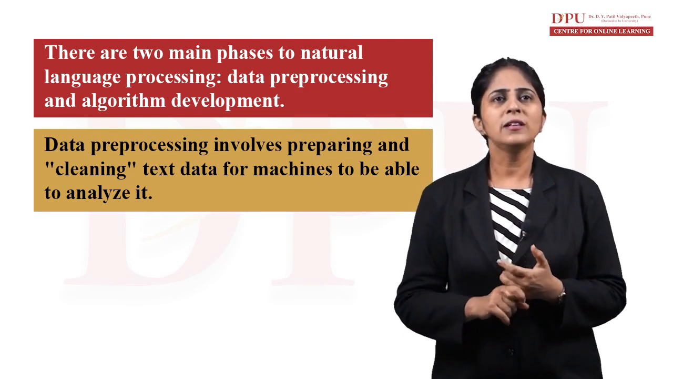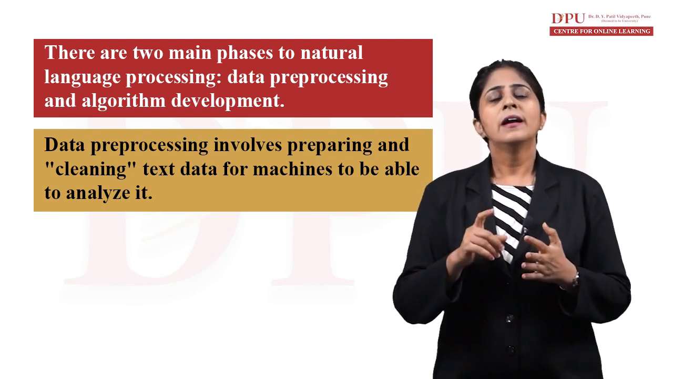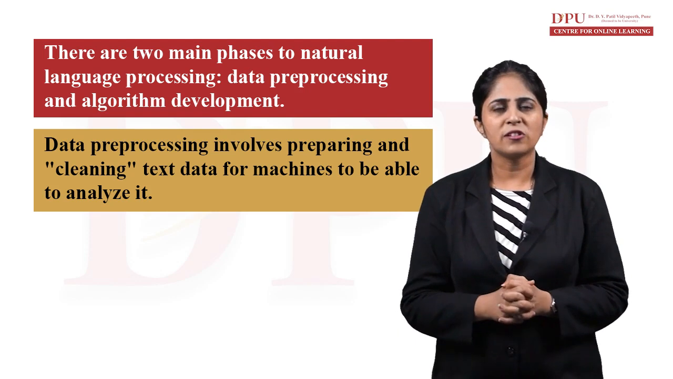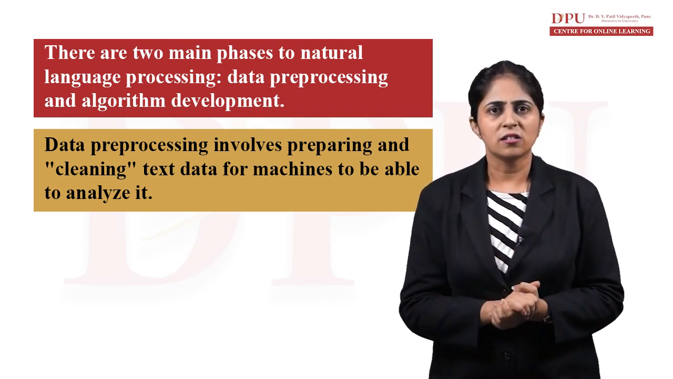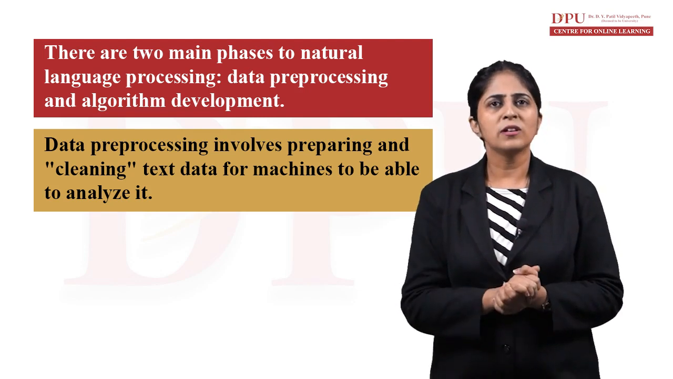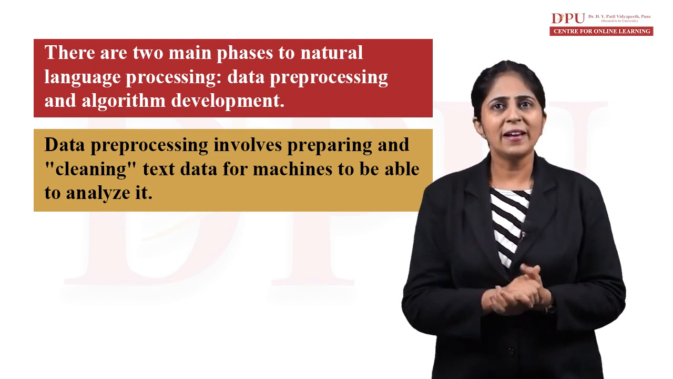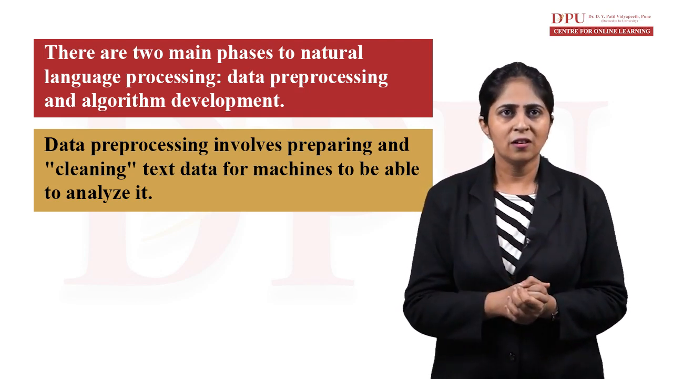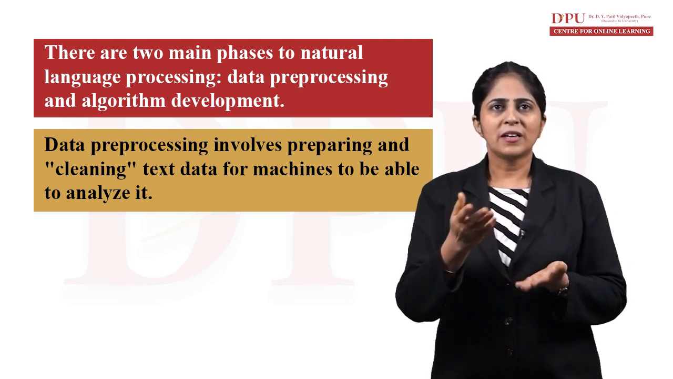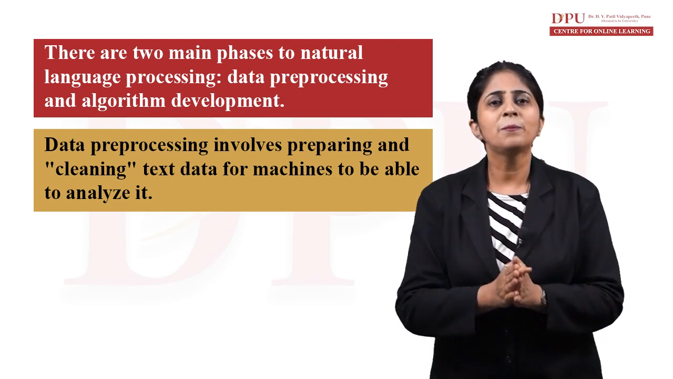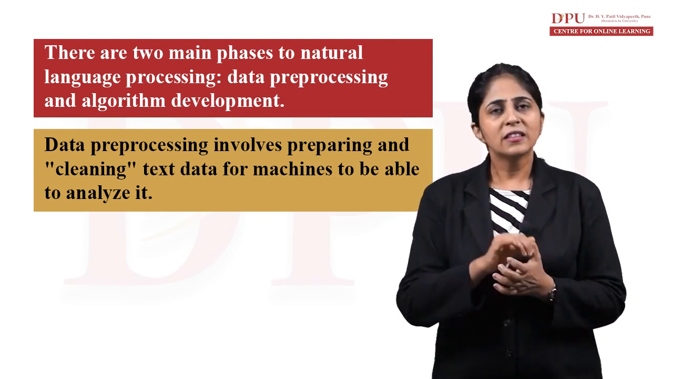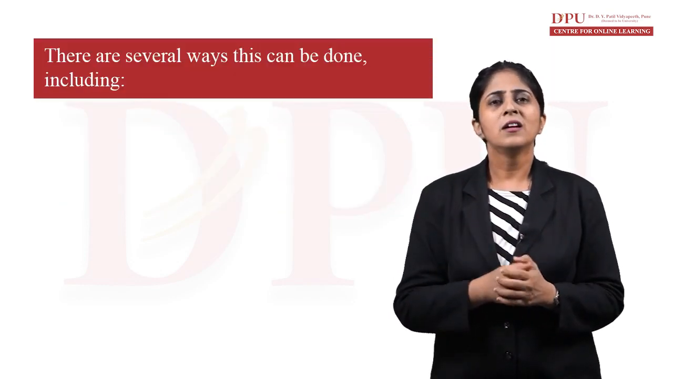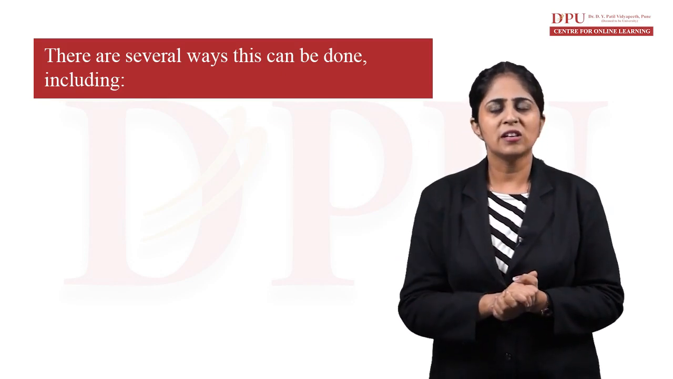First of all, talking about the first one, that is data pre-processing. Data pre-processing involves preparing and cleaning the text data for the machine to be able to analyze it. So there are different ways in which this can be done. If something is spoken or something is written, that has to be prepared properly for our machine to understand. That is called pre-processing of data. In what way can it be done? There are different ways in which it can be done.